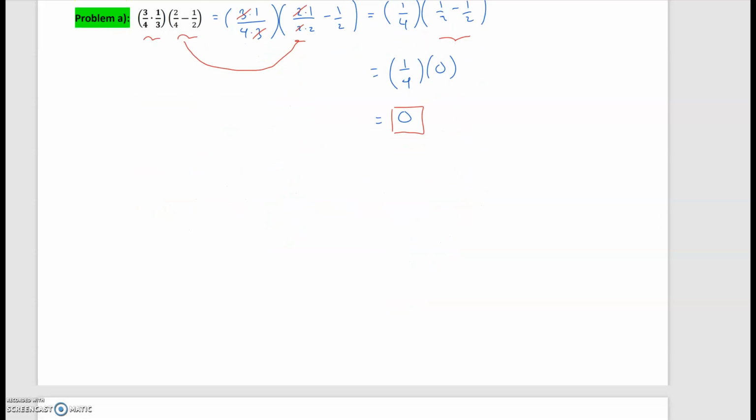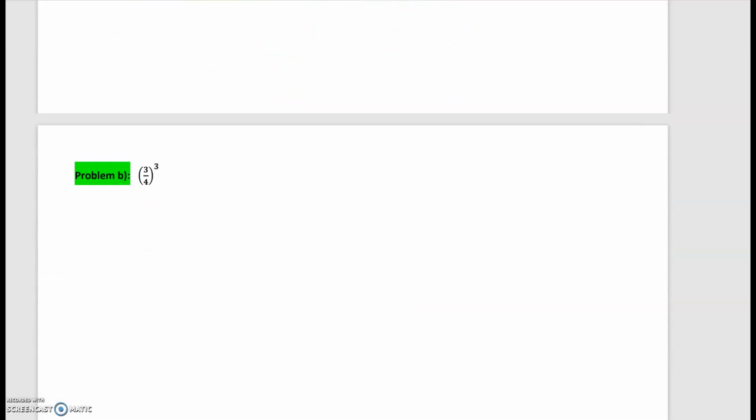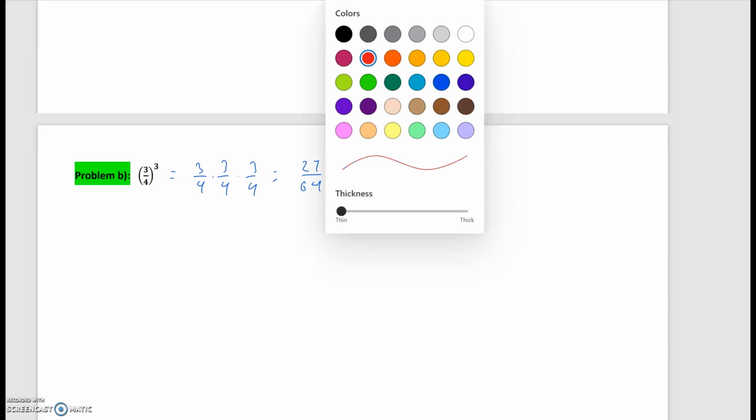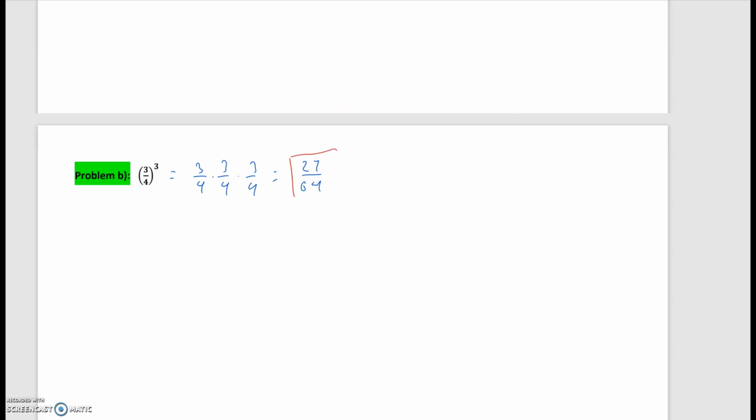Let's take a look at problem B. And good news on problem B, we just have the exponents to deal with. So in this case, I'm just going to rewrite it as 3/4 times 3/4 times 3/4, or the value of 27 over 64. That's all we're doing on that one. And this is supposed to be a 3.